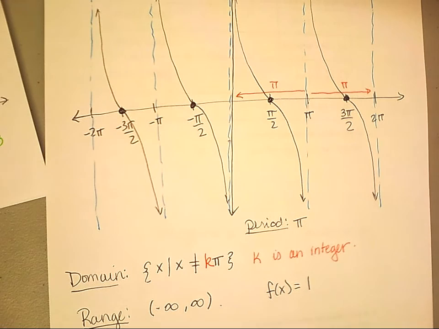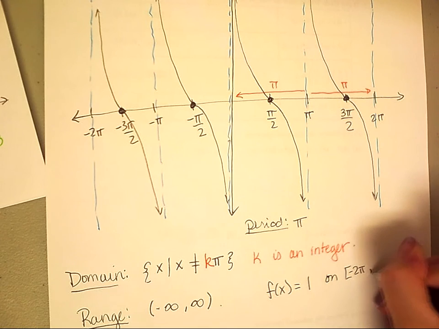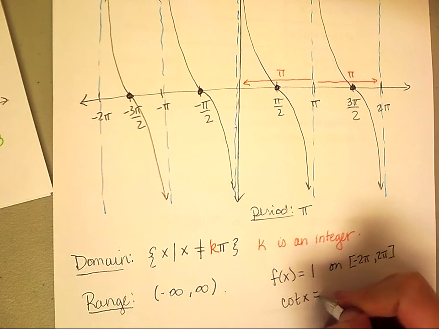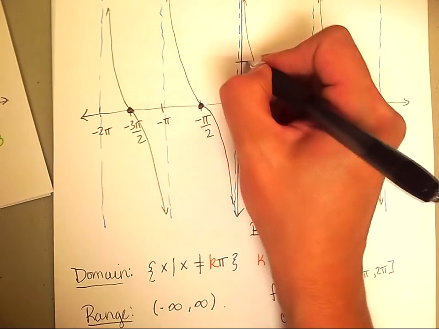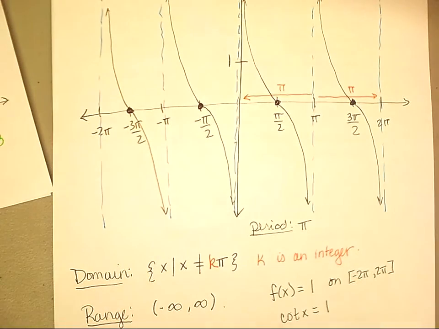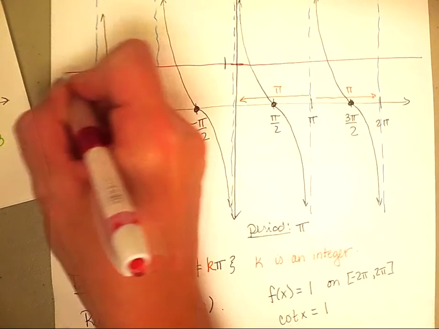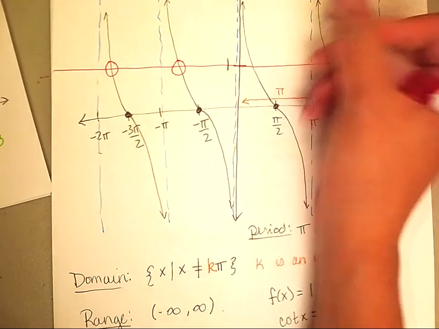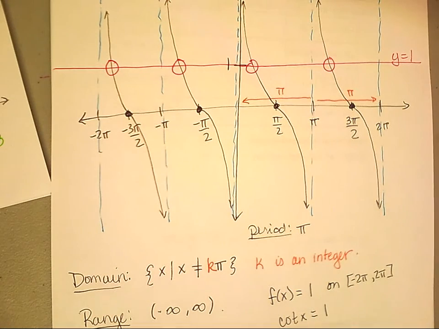And now let's solve f of x being equal to positive 1 on negative 2 pi to 2 pi. So we're trying to solve where the cotangent of x equals 1. Well, somewhere in here is 1. So as I draw this line in, this is the line y is equal to 1, I have 1, 2, 3, 4 answers.